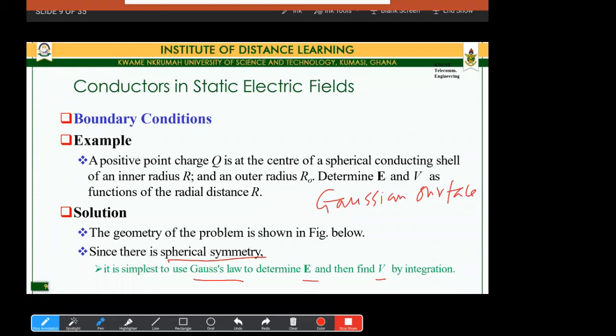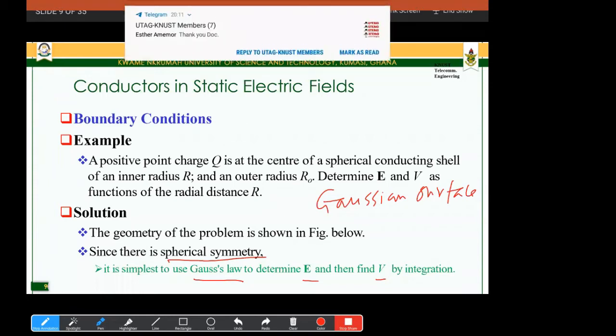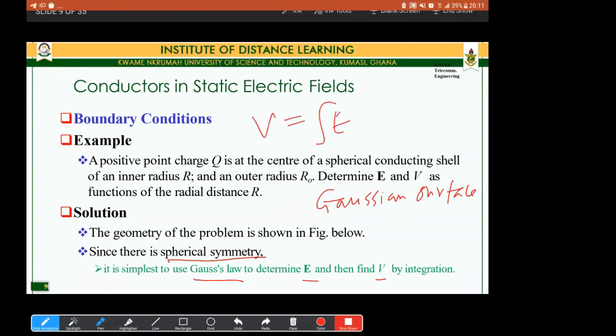How do you find the potential from the electric field? V equals what? The integral of E dl. So first we'll have to find the electric field in all the regions, and then we find V from the electric field.